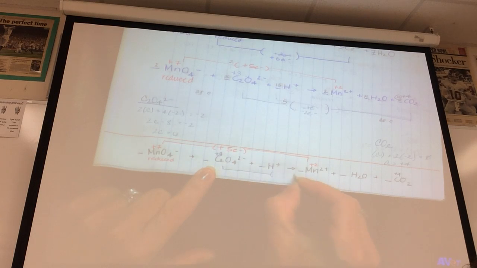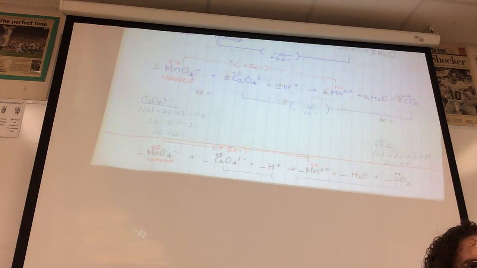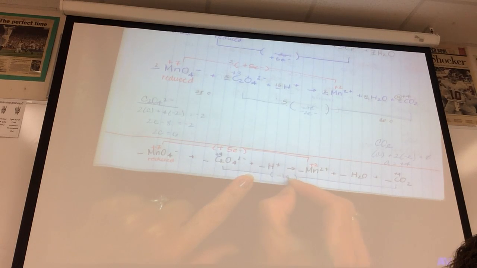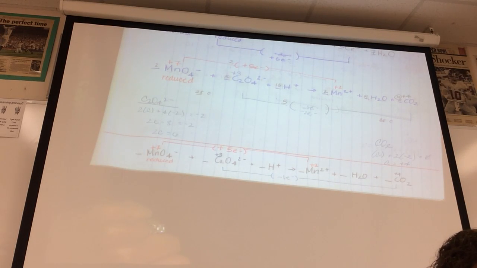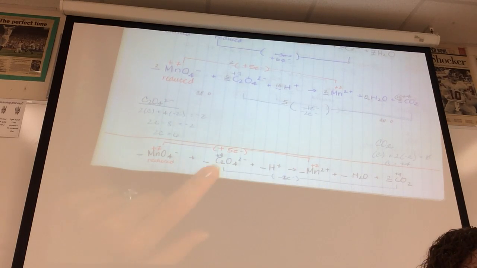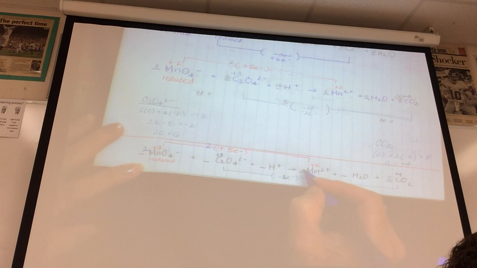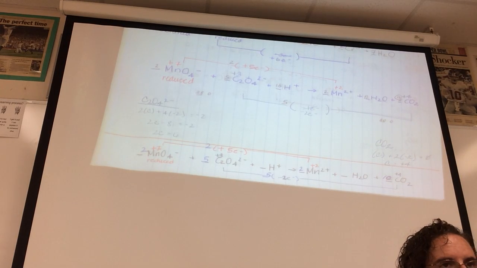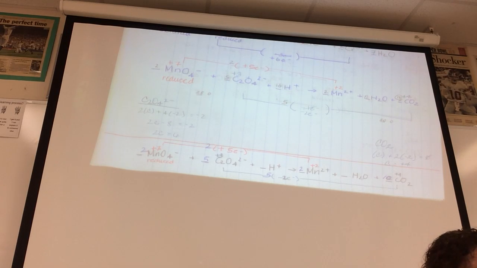At first glance, it looks like a loss of how many? 1. But you have a 2 here. So you have to put the 2 here, and that makes it a loss of 2. Now you've got a 5-2 situation. What do you multiply them by? Each other, right? 2, 2, 2, 5, 5, 5. 2 times 5 is 10. And then you balance the O's and the H's.